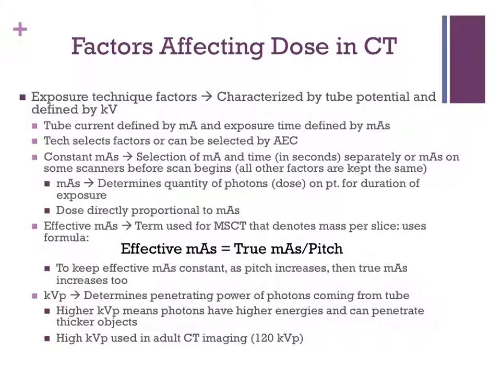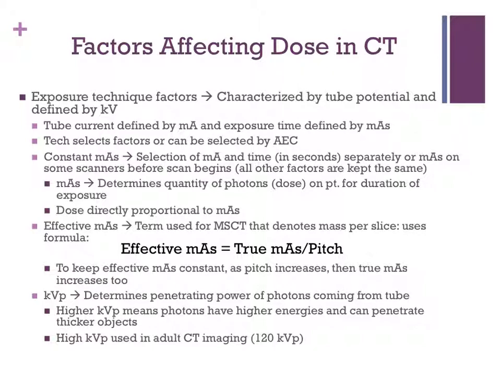Constant mAs is a selection of milliamperage and time in seconds separately, or mAs on some scanners, before the scan begins, but all other factors are kept the same. mAs determines the quantity of photons, or the dose, on the patient for the duration of the exposure. And remember that the dose is directly proportional to the mAs. So if the mAs is doubled, then the dose is doubled.